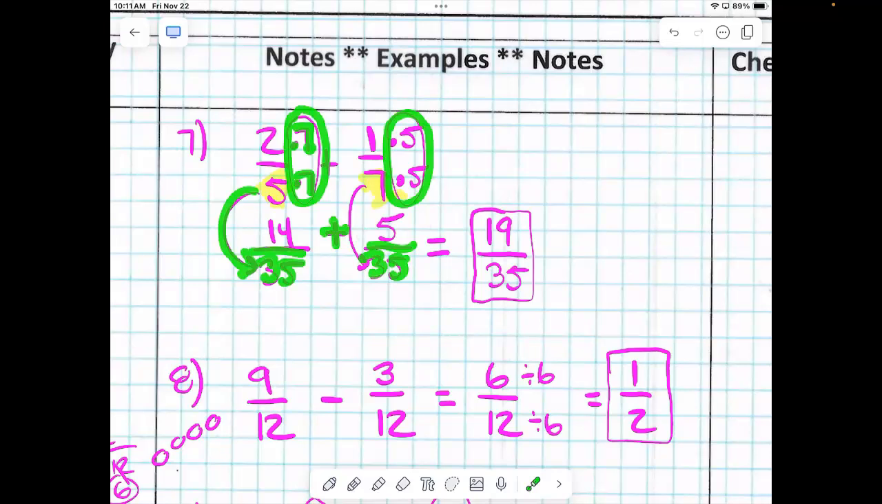Yes. What's 2 times 7? 14. How do we get from 7 to 35? 5. So on this bubble, we multiply by 5, which means we have to do that in both parts of the bubble, the top and the bottom, yes? Yes. What's 1 times 5?